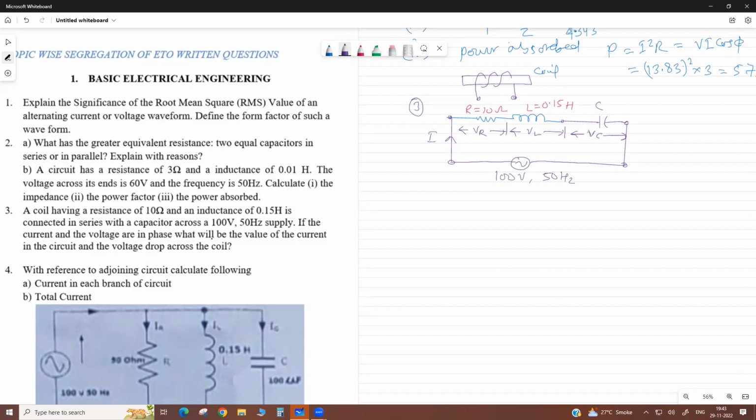Now the condition given is that the current and voltage are in phase. What will be the current in the circuit and the voltage drop across the coil? Now the coil is up to here, my dear. Coil is up to here. So this is asking the voltage across the coil. In the second part, when we calculate the current, we can calculate the voltage drop across the coil.